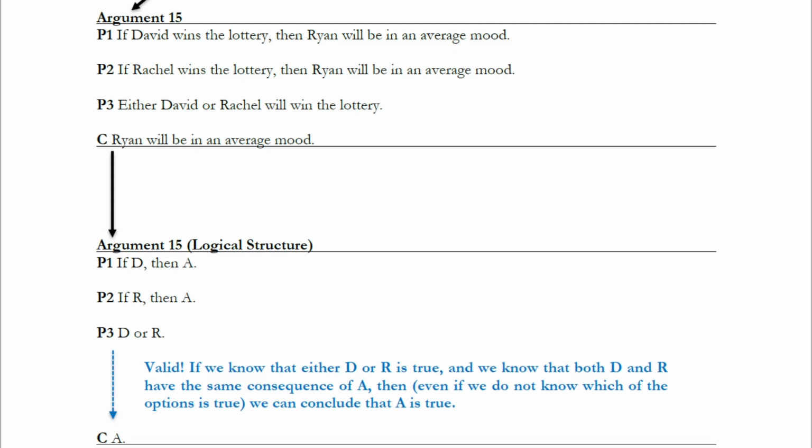Now, we still do not know which particular individual will win the lottery, but we do know that it is going to be either David or Rachel. Furthermore, because either of these possibilities lead to the exact same consequence, Ryan being in an average mood, we have enough information to draw the conclusion that Ryan will be in an average mood. We may not know exactly who will win the lottery, but we do know that no matter who wins among the possible candidates for lottery winner, Ryan's reaction will be the same. He will be in an average mood. Consequently, this argument has a valid inference.